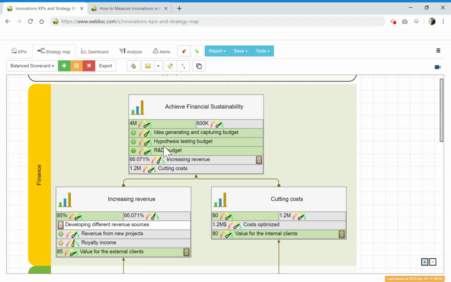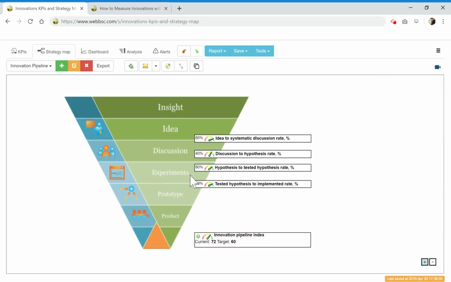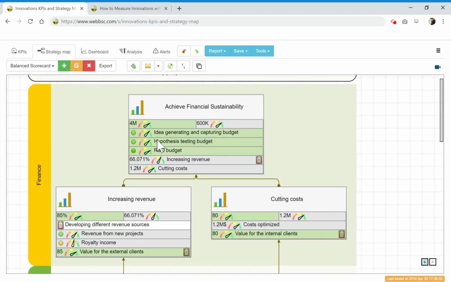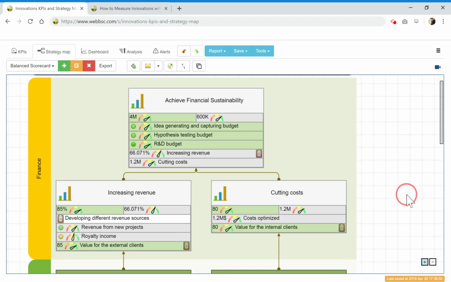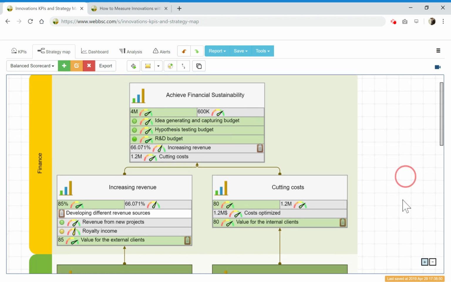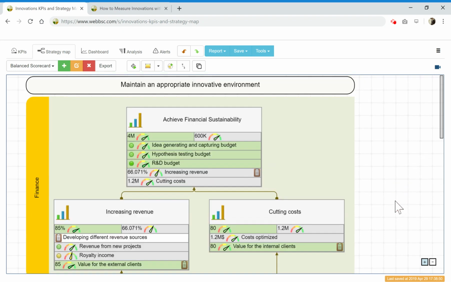And these metrics are related to budgets. We need to have R&D budget. We need to have a budget for capturing ideas and generating ideas. And of course, we need budget for experiments, for testing ideas. Okay, so we have these metrics.